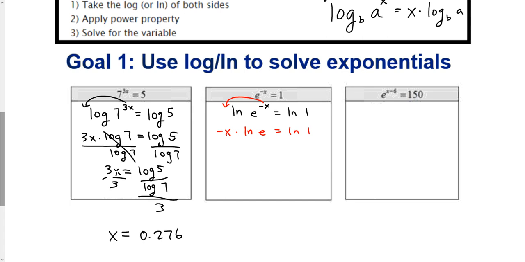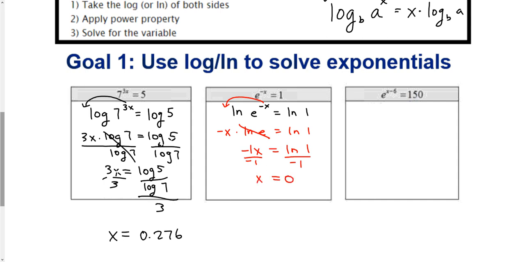Now this part's even better because for the natural log of e, there's a rule that says it's actually just 1. So if you type in your calculator ln, second ln, and then put in a 1, you'll see that the answer is 1. So we actually don't have to divide this at all. We can just kind of ignore the natural log of e, since it's turning into 1, and 1 times negative x is negative x. So we have negative x equals natural log of 1. And so I just need to divide by negative 1. So the natural log of 1 divided by negative 1 is equal to 0.